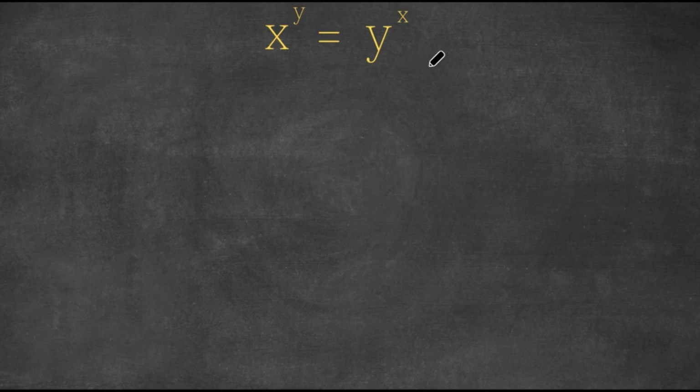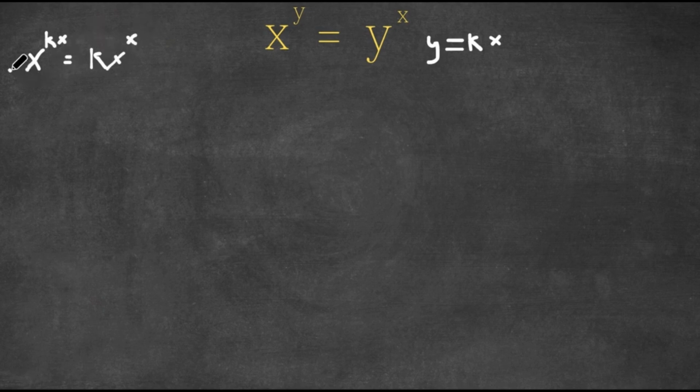So what I'm first going to do is set y equal to kx, where k is a constant. So now I'm going to rewrite the equation with y equaling kx. So this would give us x to the power of kx equals kx to the power of x.